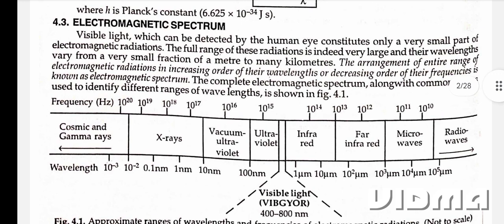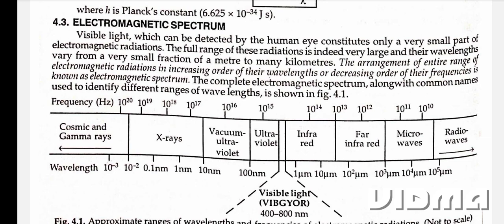Electromagnetic spectrum. Visible light, which can be detected by the human eye, constitutes only a very small part of electromagnetic radiations. The full range of these radiations is indeed very large, and their wavelengths vary from a very small fraction of a meter to many kilometers.